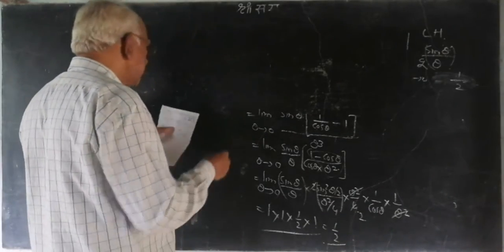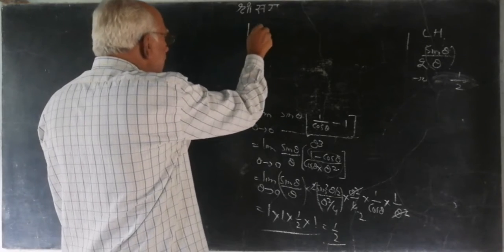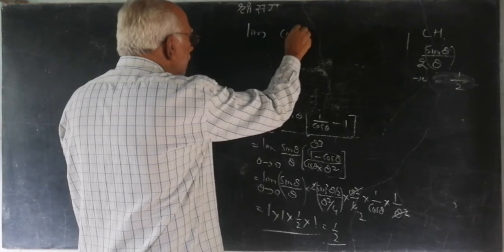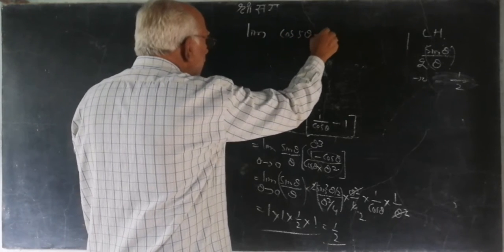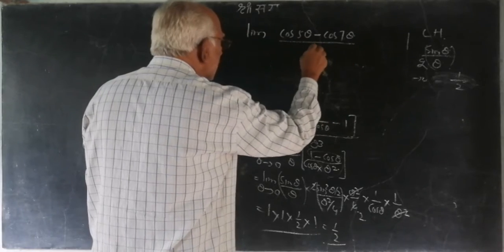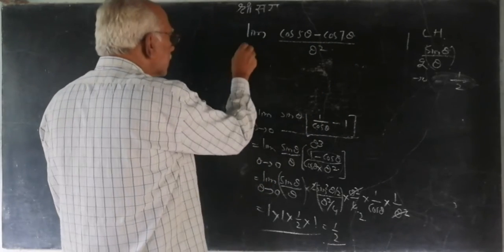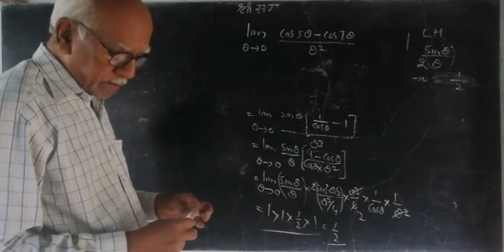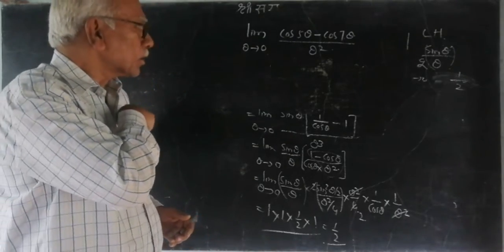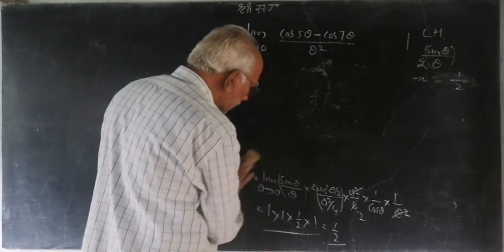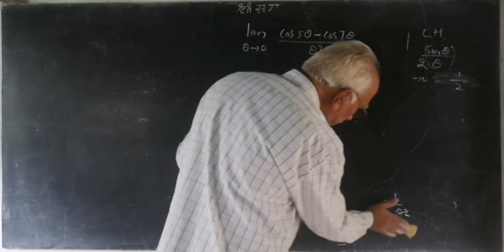Now the last sum: limit of (cos 5 theta minus cos 7 theta) divided by theta square as theta tends to 0. Again it is associated with a trigonometric formula.